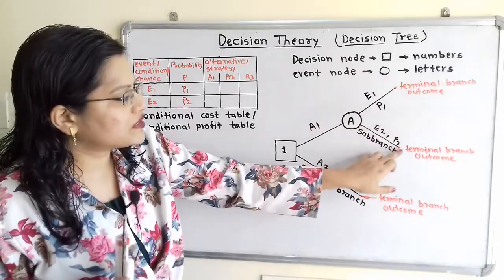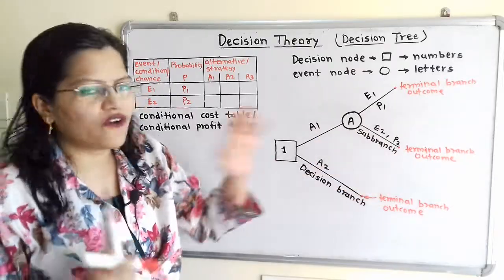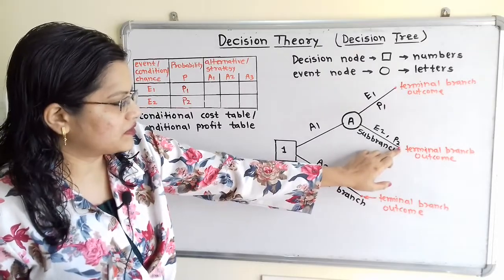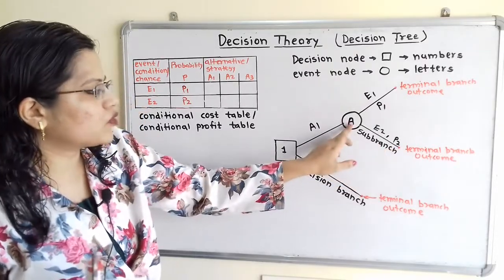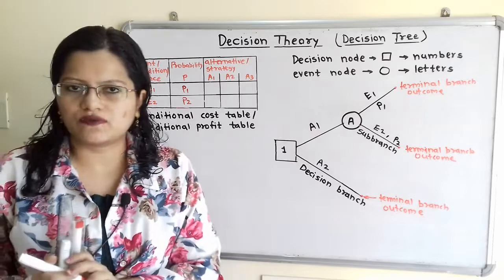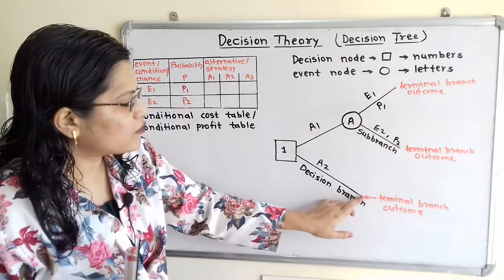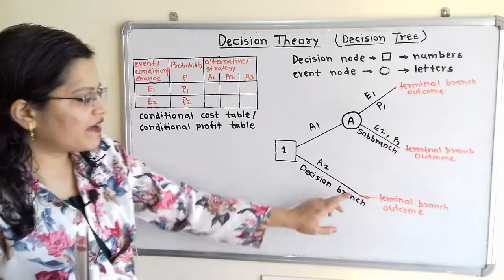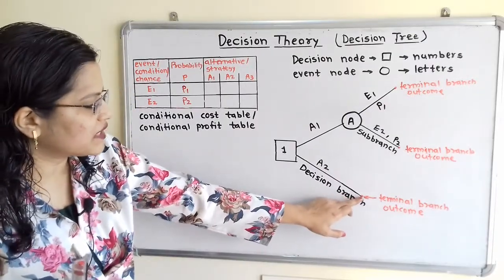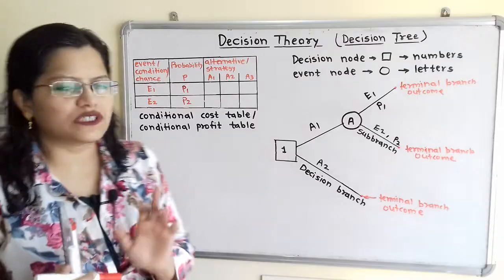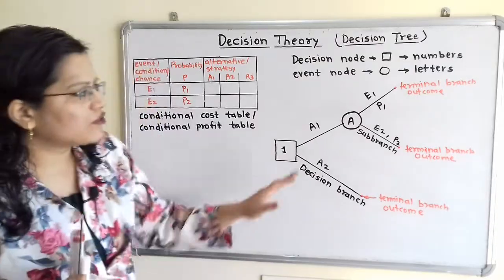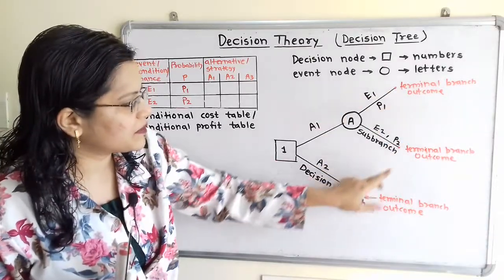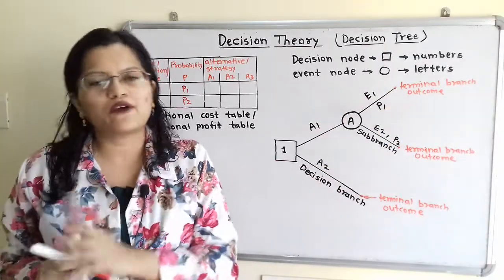Then we can also start the calculation of expected monetary value from this terminal branch, that is from this branch to node A and then to decision 1, and then we have to calculate the third expected monetary value from this terminal branch to this decision node. Now there are three expected monetary values for these three terminal branches, and then we have to compare.